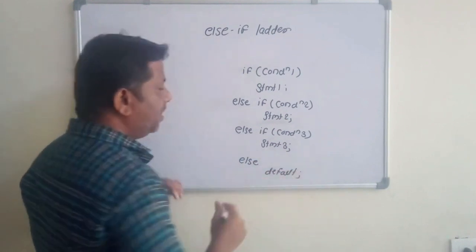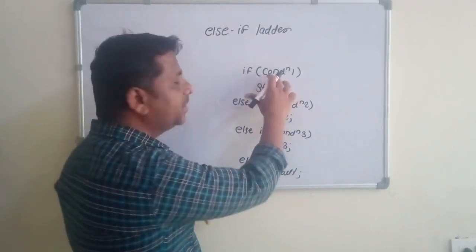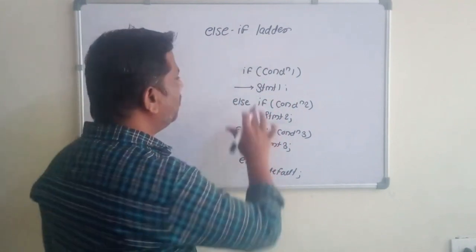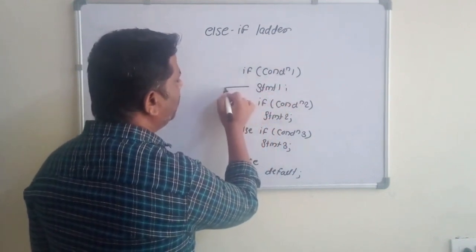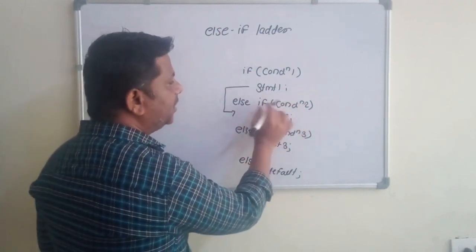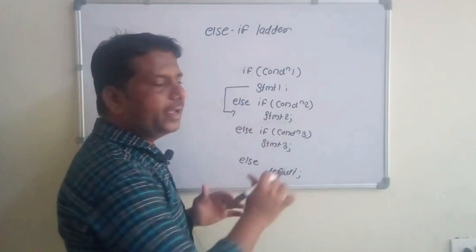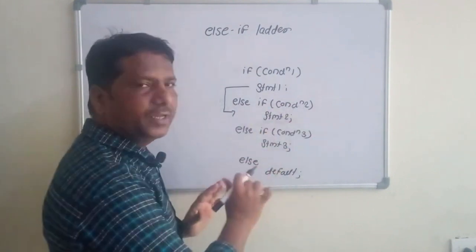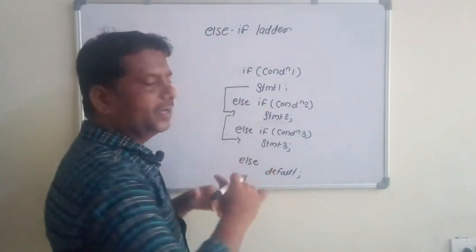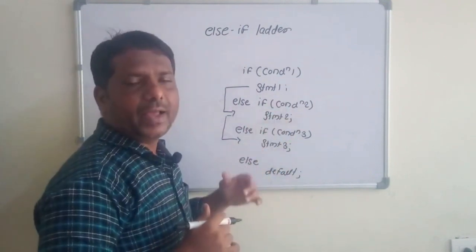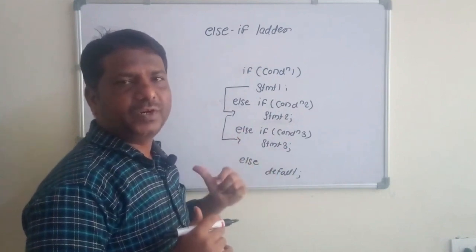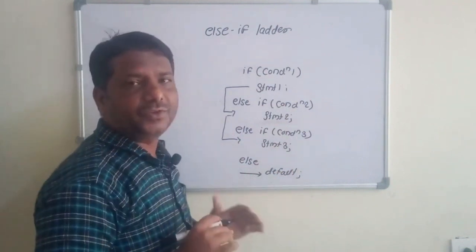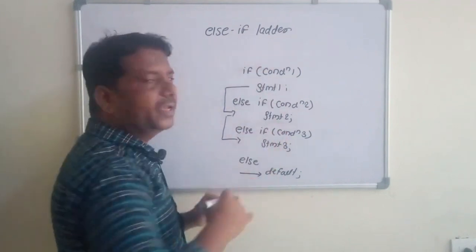So if condition 1 is true, then this statement is executed and the remaining if else statements are skipped. If condition 1 is false, then control will pass to the next if. If condition 2 is true, then statement 2 is executed and the remaining statements of the if block are skipped. If condition 2 is false, then control will move to the next if condition. Likewise it will check one by one, and if any condition is true, then that block is executed. If all conditions are false, then by default the else statement is executed. Friends, I hope you are getting the idea of this else if ladder structure.